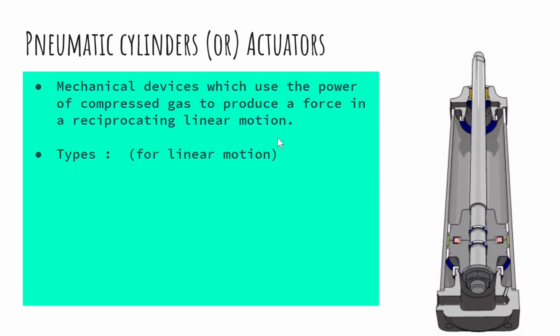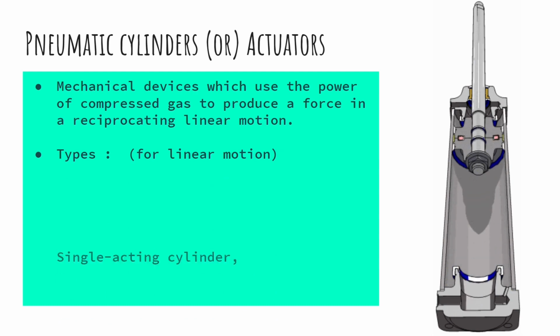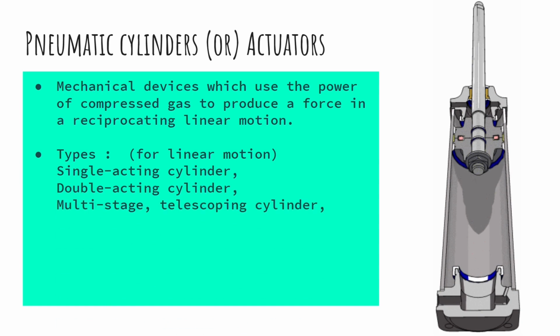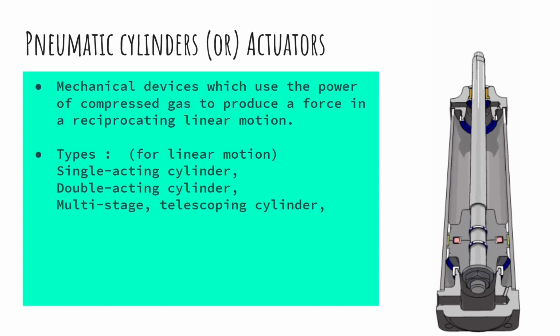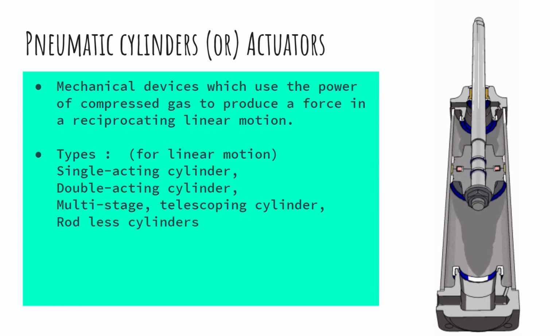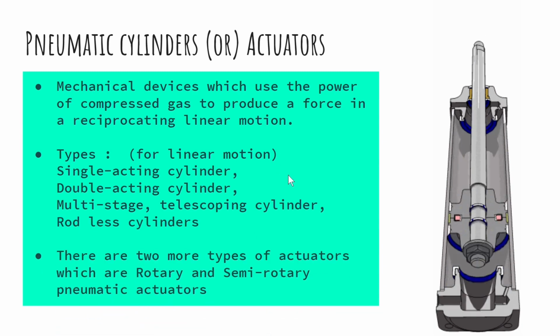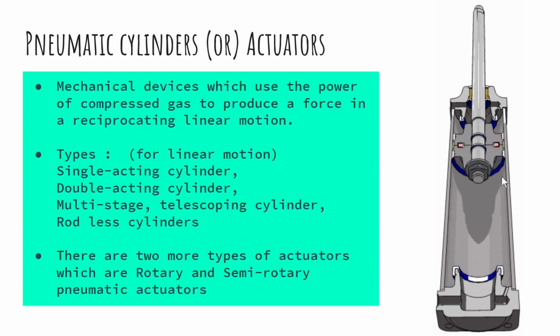Now we have types for linear motion. We have single acting cylinder, double acting cylinder, multi-stage or telescoping, both are the same. Next we have rodless cylinder. There are two more types also, rotary and semi-rotary, which we are not going to discuss in this session.